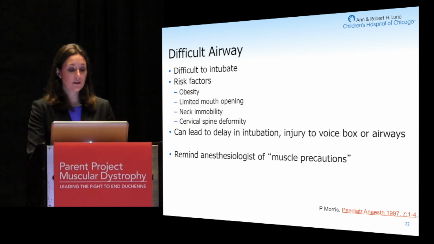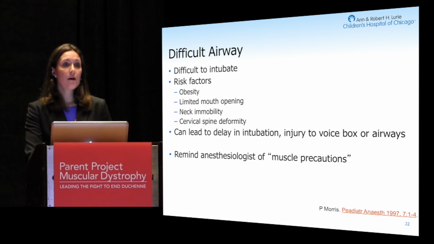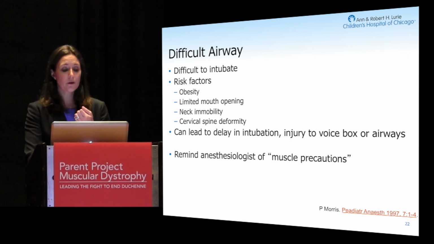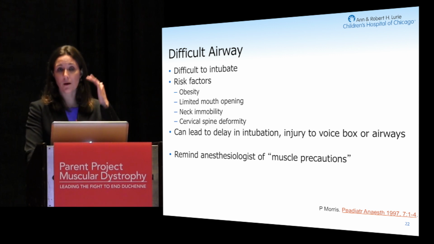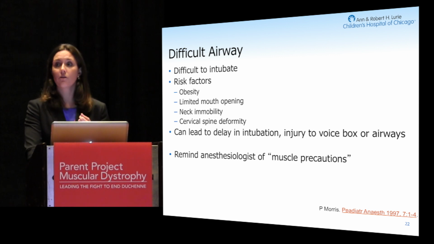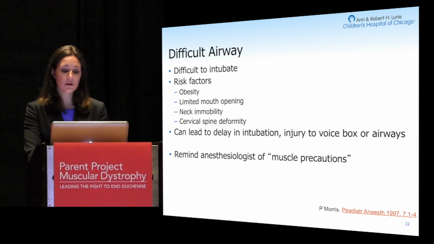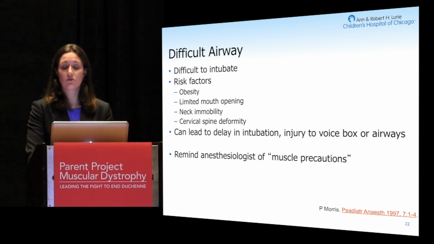And I'll finish off a little bit here talking about the difficult airway. People with muscular dystrophy can be difficult to intubate. Some risk factors: obesity can make it hard to see where the breathing tube would need to go in an acute situation. You may have some limited mouth opening. Your neck may be a little bit immobile. Your cervical spine, so the upper part of your spine, may have some deformities, and that can make it all challenging in an urgent situation or when you're just planning to go to the operating room for a planned procedure to intubate. And if you have a delay in intubation, you're at risk of having an injury to your voice box or airways.